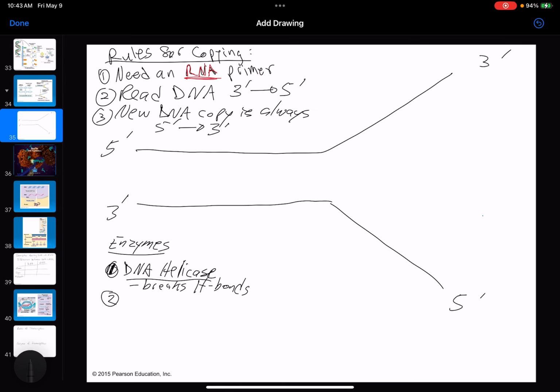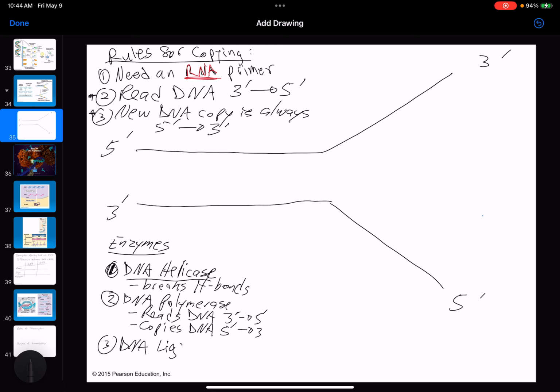All right, second enzyme we need is called DNA polymerase, as in a polymer. This is an enzyme that reads DNA 3 to 5 and also copies it. And it copies it 5 to 3. So, in other words, DNA polymerase is the reason for rules number 2 and 3 above. The last enzyme we need is called DNA ligase, as in liga, as in ligature. It's a binding enzyme. It binds or connects something called Okazaki fragments.